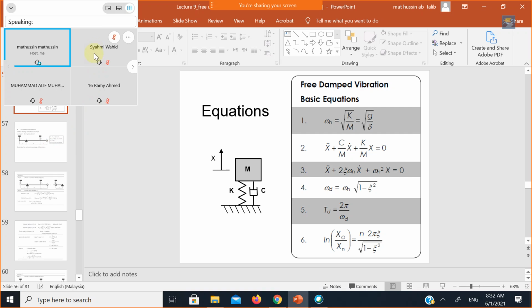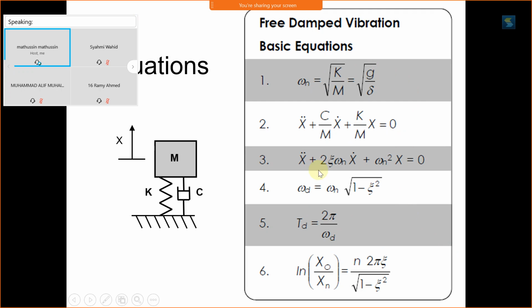Alright, so before we start on the tutorials for this topic, we have a look at the summary of the equations, the basic equations of this topic, which I guess is very important for you to know, because in some questions we use all these equations in order to find any unknown values. Alright, for example, the first one, what is our equation for omega n, which is natural frequency?